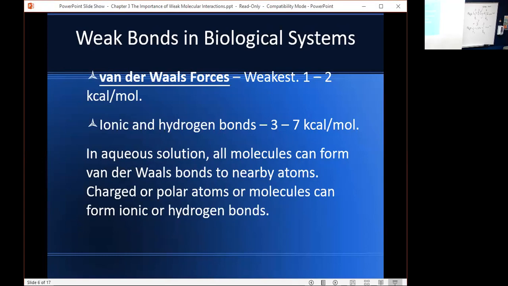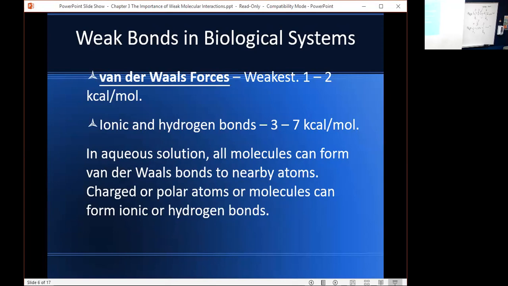Okay, so let's talk about some weak interactions. Van der Waals forces. These are the weakest of the weak chemical interactions. We're talking about interactions on a scale of 1 to 2 kilocalories per mole. Ionic bonds and hydrogen bonds, 3 to 7 kilocalories per mole.